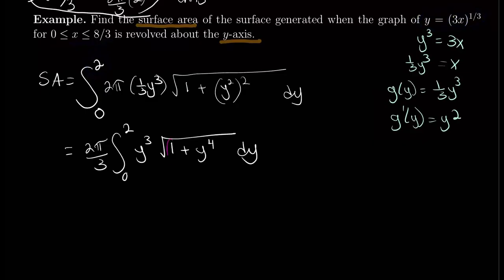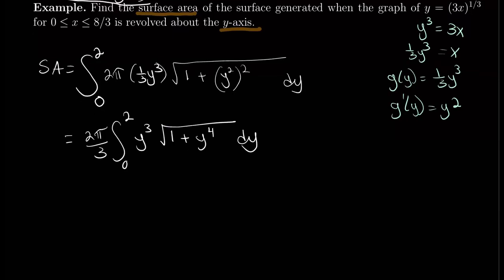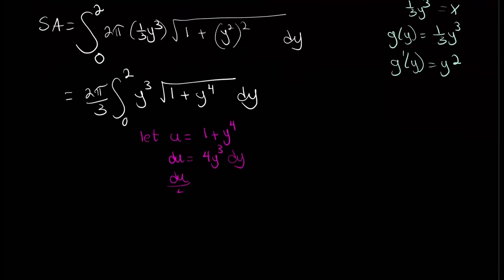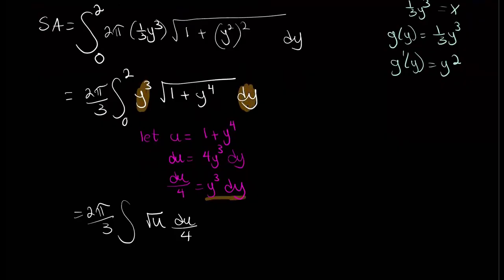The inside right here is not linear, so I cannot skip any steps. I got to show my work. I'm going to let u be 1 plus y to the fourth. du is 4y cubed dy, so du divided by 4 is y cubed dy. Then I can simplify the integral. I'm going to highlight that so you can see it. The y cubed and the dy turned into my du over 4.